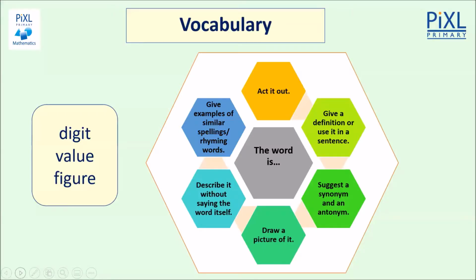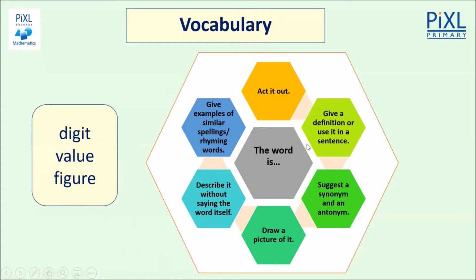A little challenge for you to start off our lesson. There are 3 words here: digit, value, and figure. And this is what I would like you to do with them. Can you see this little picture here? You go word by word. So let's start with digit first. You put digit here. Can you see where it says the word is? Excellent. Then you need to go around all of these different ones and do them all.